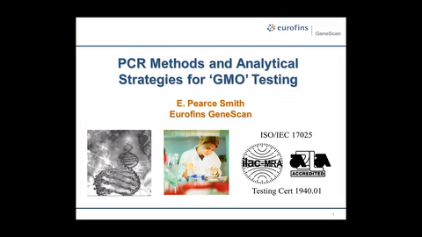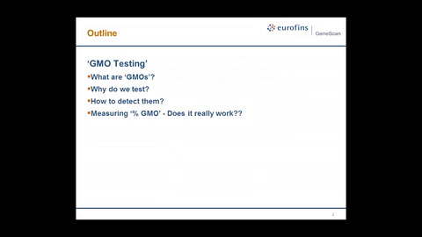So I'm going to be talking about PCR methods and analytical strategies for doing GMO testing. Basically, the topics I'll cover are: what are GMOs? Why do we test them? If we decide to test them, how do we detect them? And then sort of get into the nuts and bolts of assigning a percent, or measuring a percentage GM. And how does that really work?